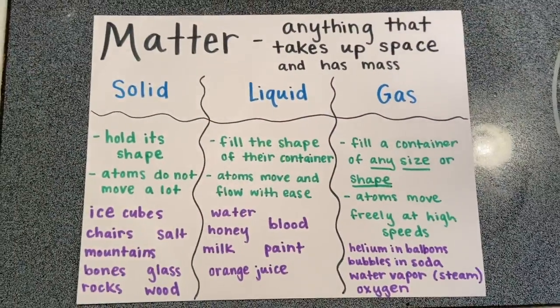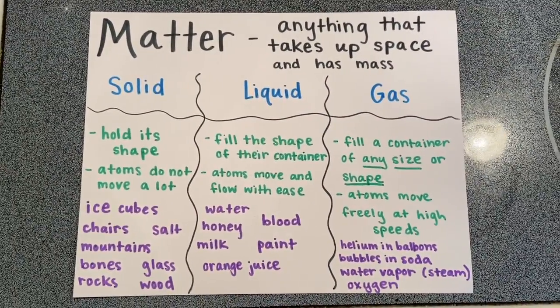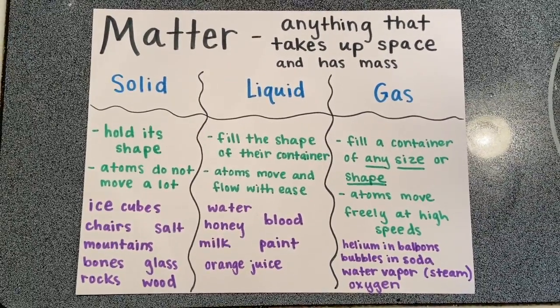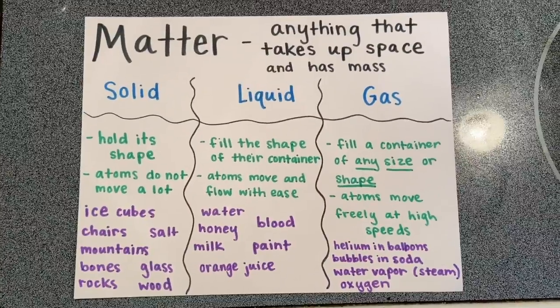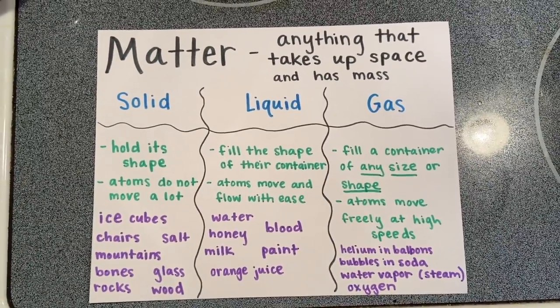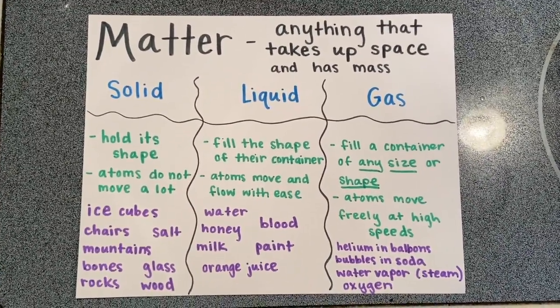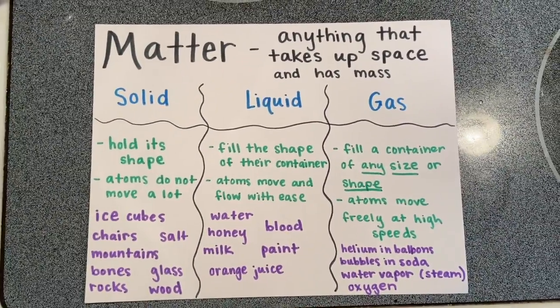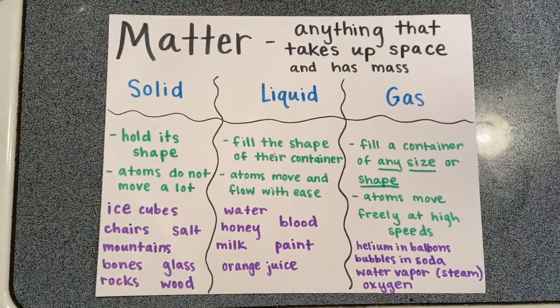So this says matter is anything that takes up space and has mass. So matter is all around us. There are three most common types of matter: solid, liquid, and gas. And these states, they can change. So first we've got solid.